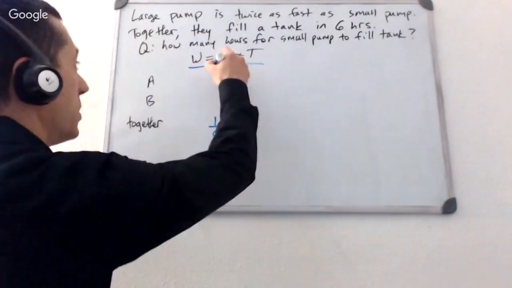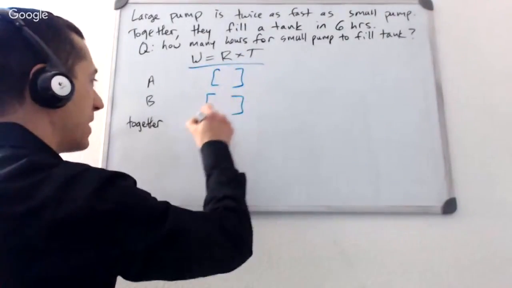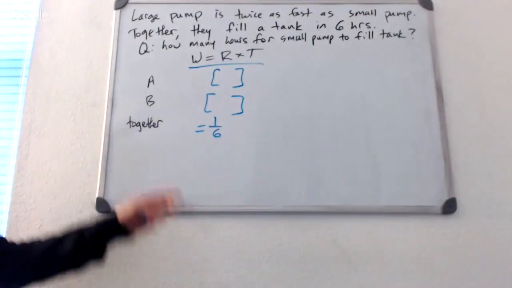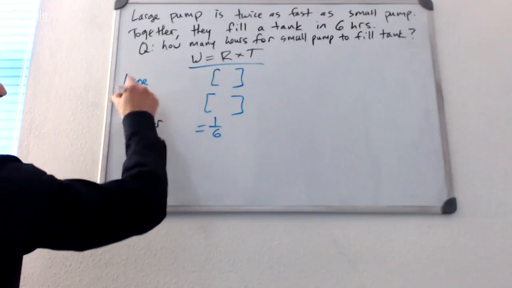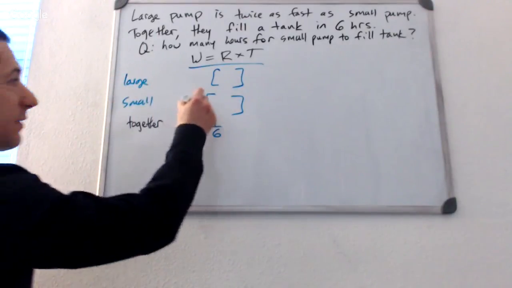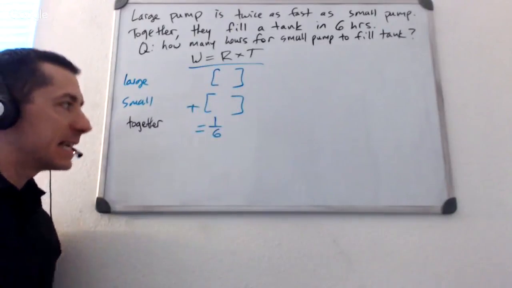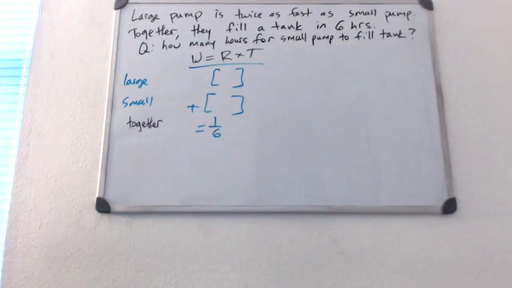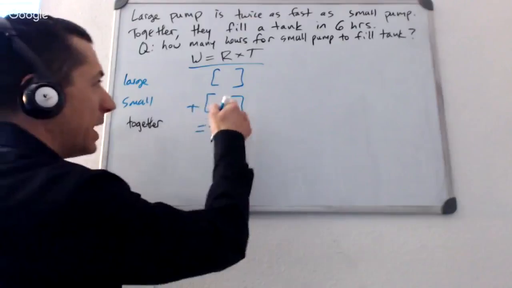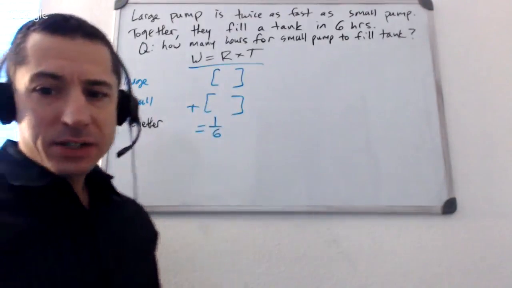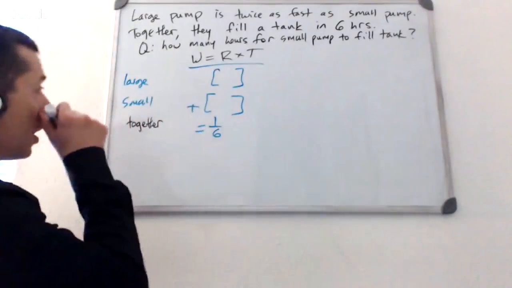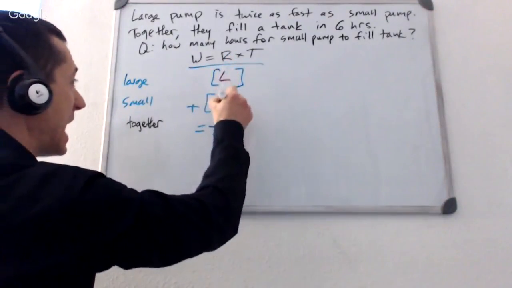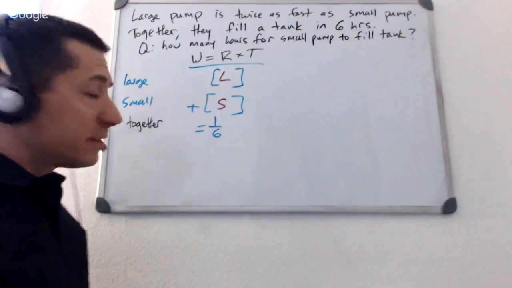So I know that if I add the rate of A plus the rate of B, or in this case, I got lazy with that, we'll call this large and small. If I add the rate of the large plus the rate of the small, it's going to give me 1/6. Great. Okay. So now what? Now what do you call these things? And I see all kinds of goofy stuff here that can only hurt you. So one thing you could do here is say, oh, well, this is L and this is S. Okay, cool. That's not too bad.